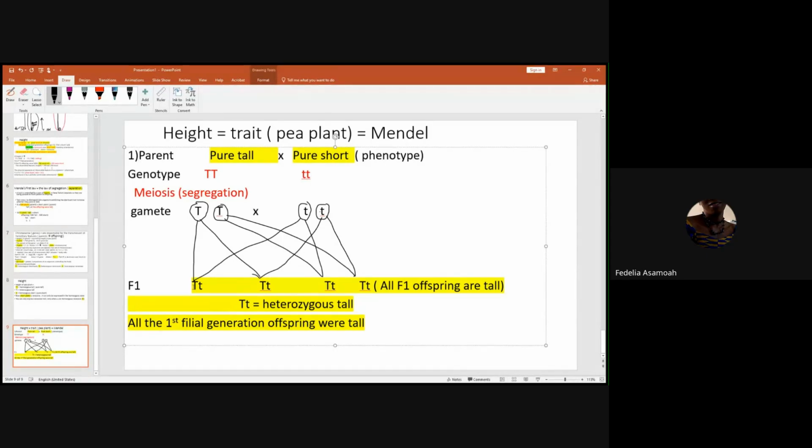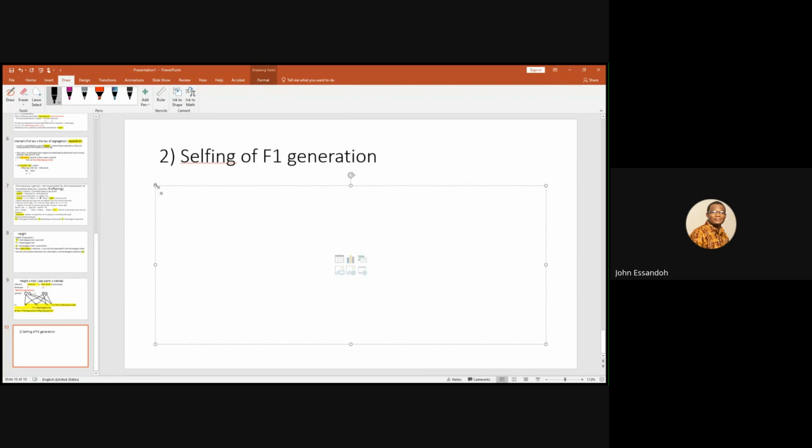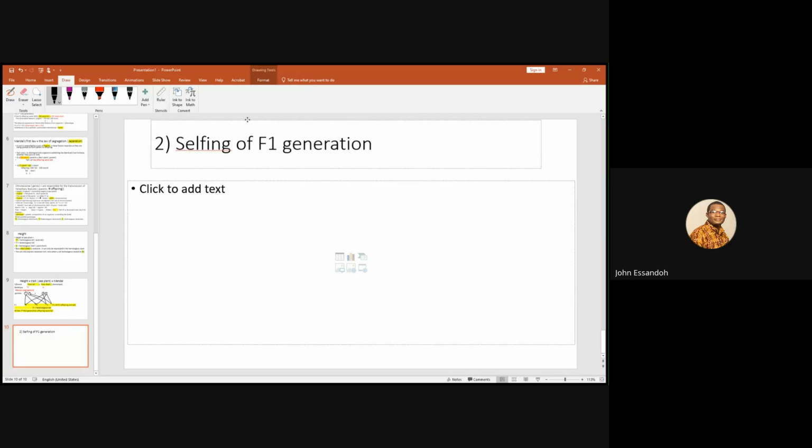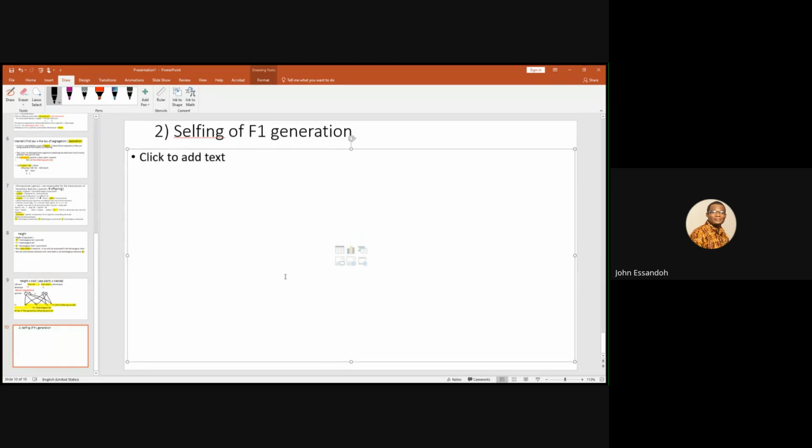Then, when we went to experiment 2, do you know what he did? He selfed the F1 generation. So let's see experiment 2. In experiment 2, he did the selfing of the F1 generation.